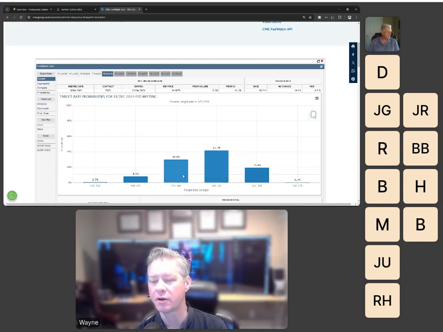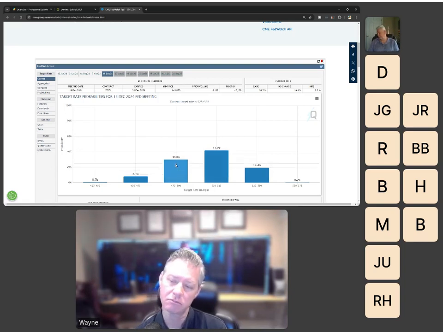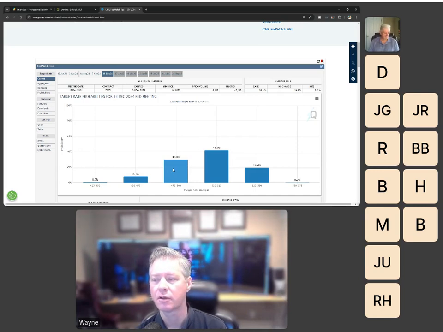Okay. But another 30, maybe include these guys in there, 40, right? Not quite a 40% chance of two cuts, 80% chance of one cut. So we're kind of 50-50 on the two. And there you can derive a calculation of 1.5 cuts by the end of the year.